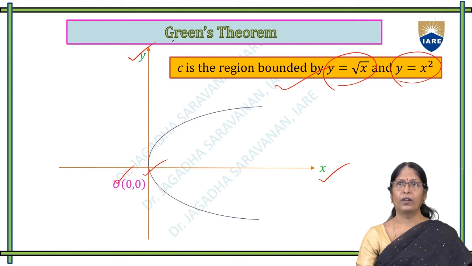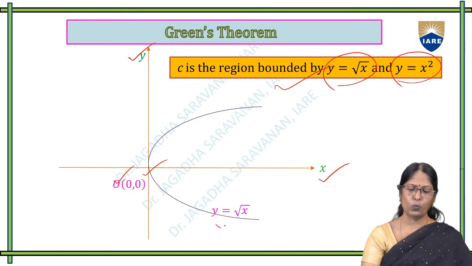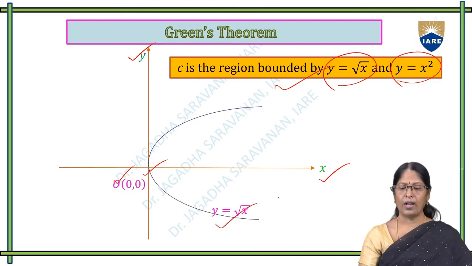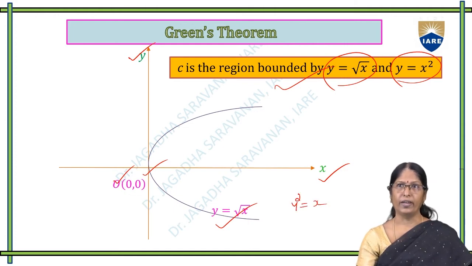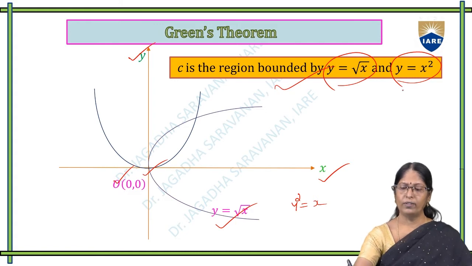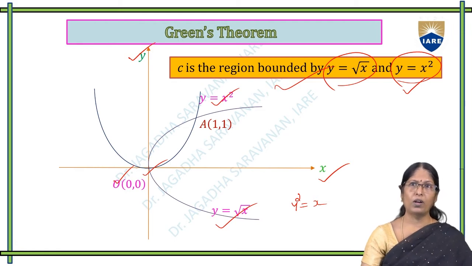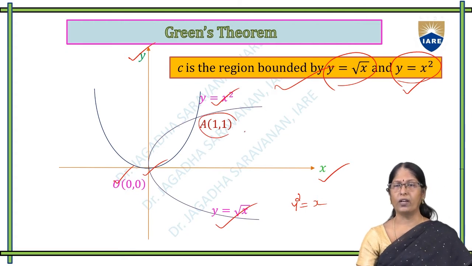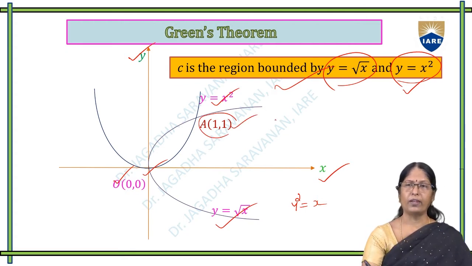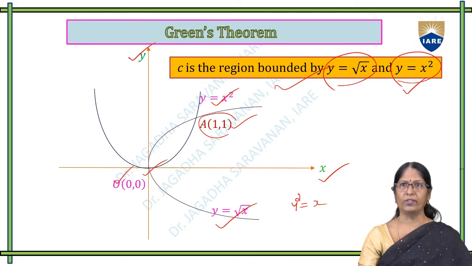the y-axis. The first one, the parabola, this curve is y equal to root x. Otherwise, squaring on both sides, we can write y square equal to x. Another curve is y equal to x square. These two curves meet at the point A (1, 1), as we obtain while solving the problem.